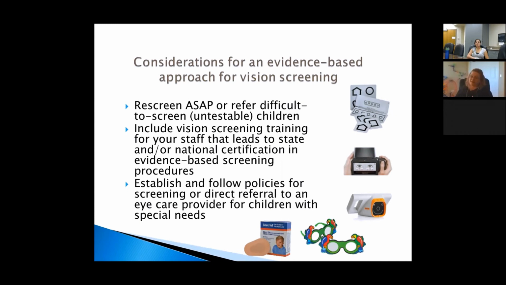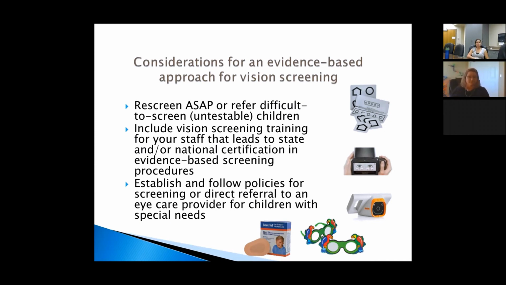For children that do not pass a vision screening, it's really important that you rescreen them as soon as possible. The same day is preferred if at all possible, or you are ultimately referring those difficult to screen or untestable children. With the goal being, we don't want kids to go too long without getting connected to eye care if they really need it. So if you can't rescreen that same day or the next couple of days, you really have a window of up to 6 months max to get that rescreening done. If you know that you're not going to be able to do it within that time frame, go ahead and make that referral.